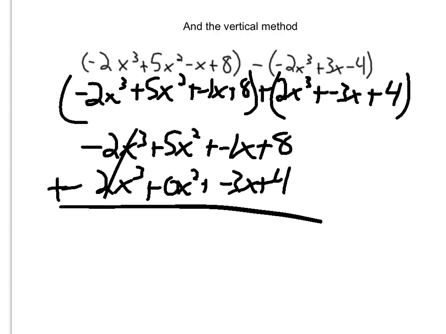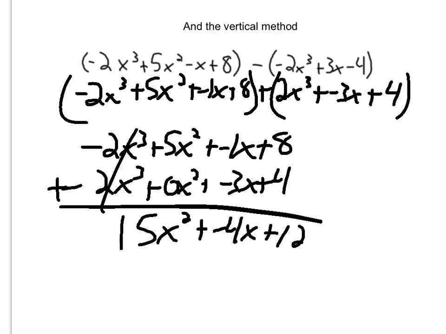And combine the like terms. These cancel. We got 5x squared plus negative 4x plus 12. Same thing we got last time.